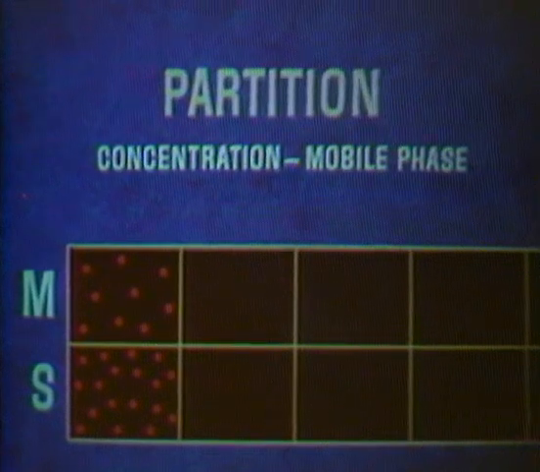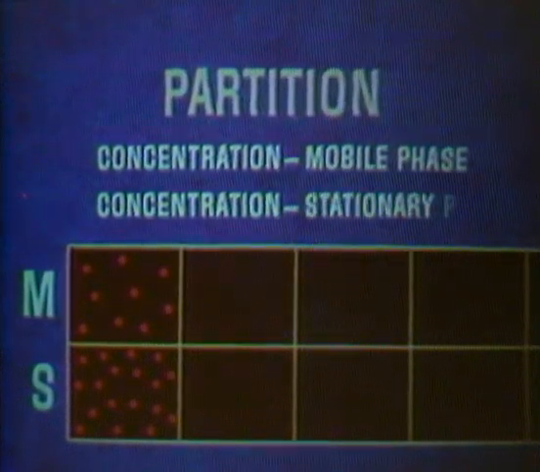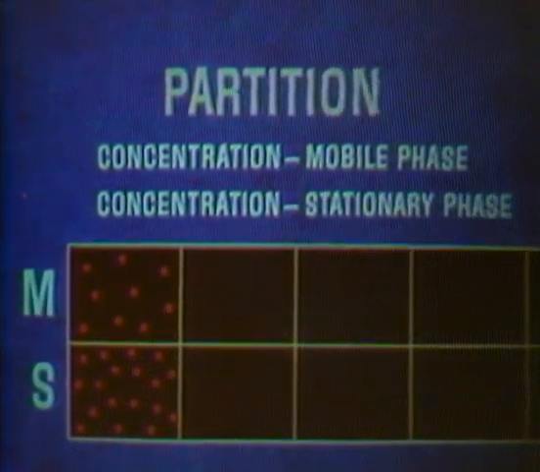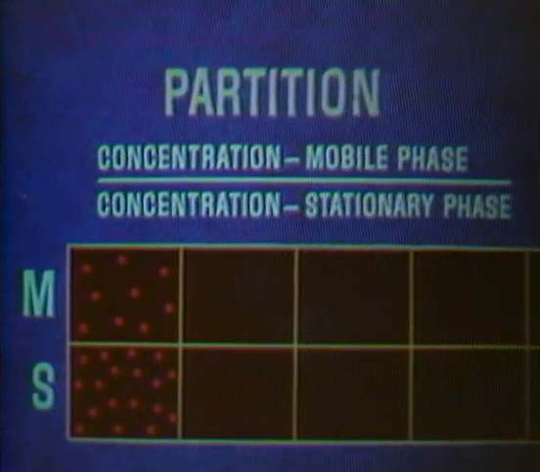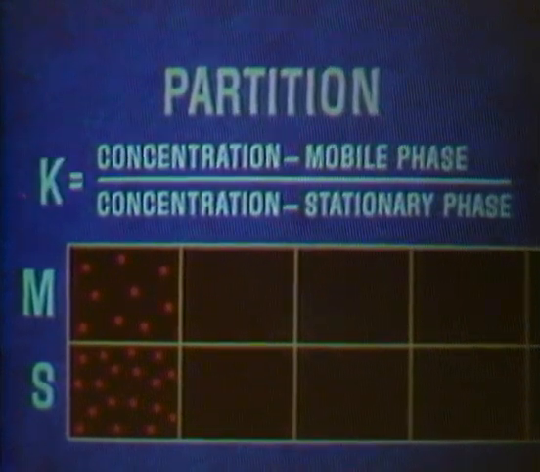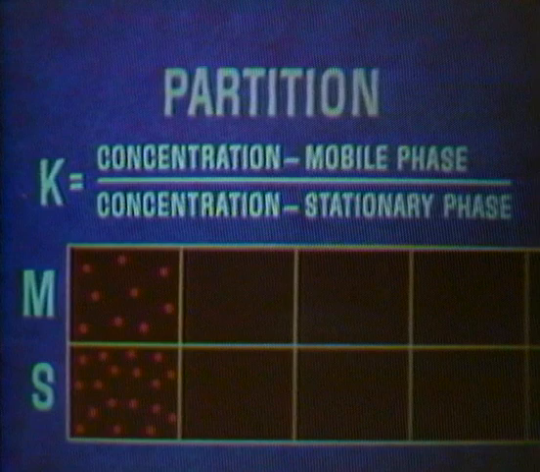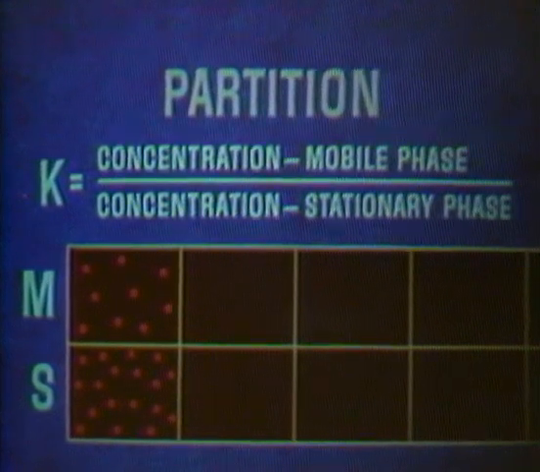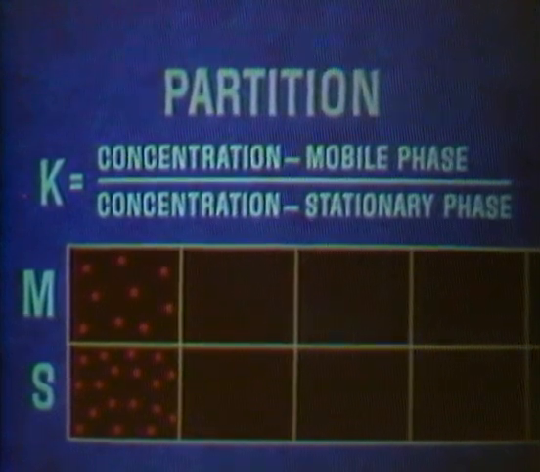If we introduce a sample that consists of just one component, its molecules are immediately distributed between the two phases and reach a state of equilibrium, with a certain concentration in the mobile phase and another concentration in the stationary phase. Their ratio is known as the partition coefficient K. Its value depends on the sample and the stationary phase, and also upon the working temperature.